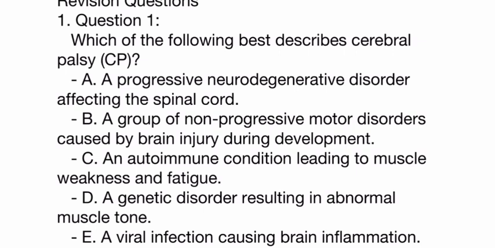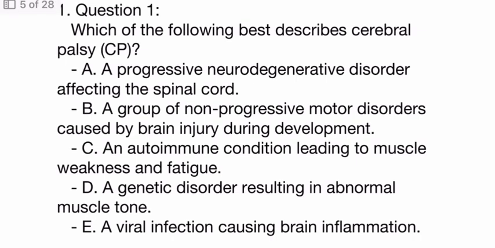B, a group of non-progressive motor disorders caused by brain injury during development. C, an autoimmune condition leading to muscle weakness and fatigue. D, a genetic disorder resulting in abnormal muscle tone. E, a viral infection causing brain inflammation.